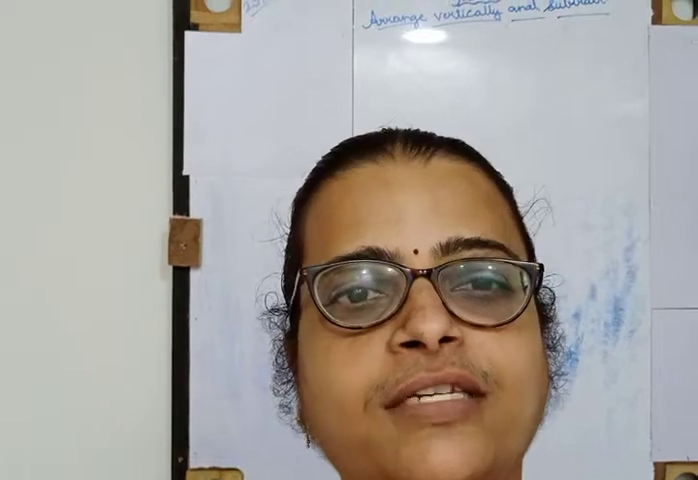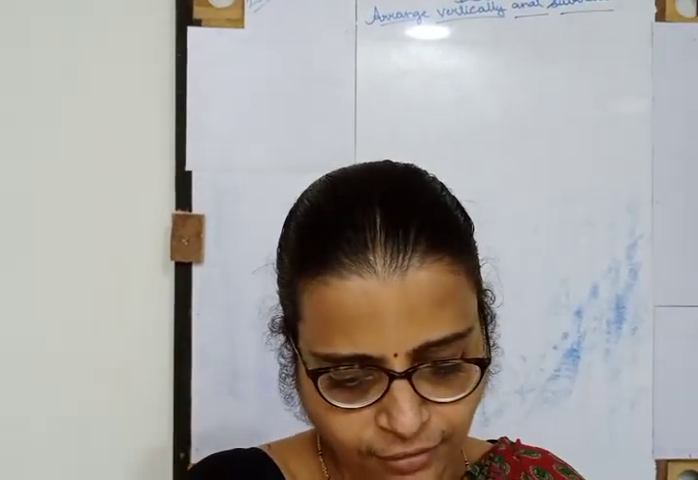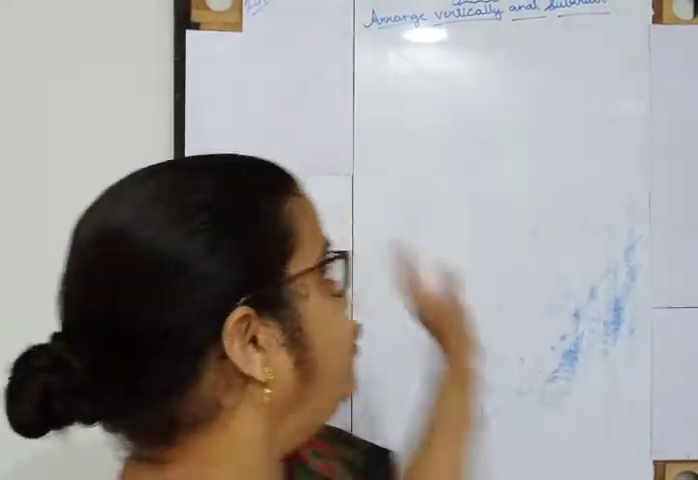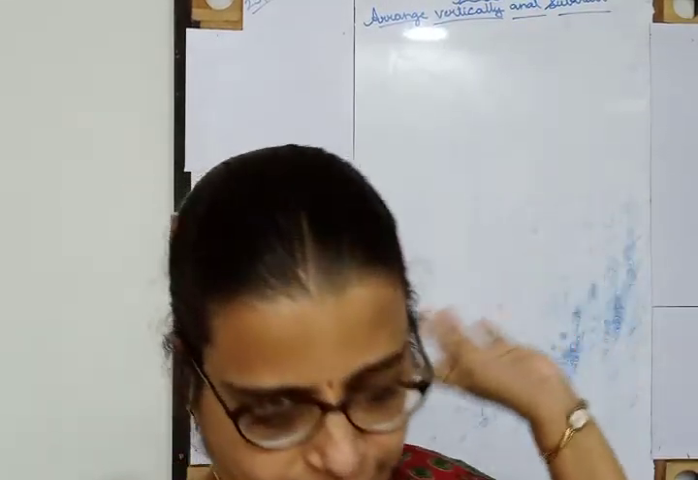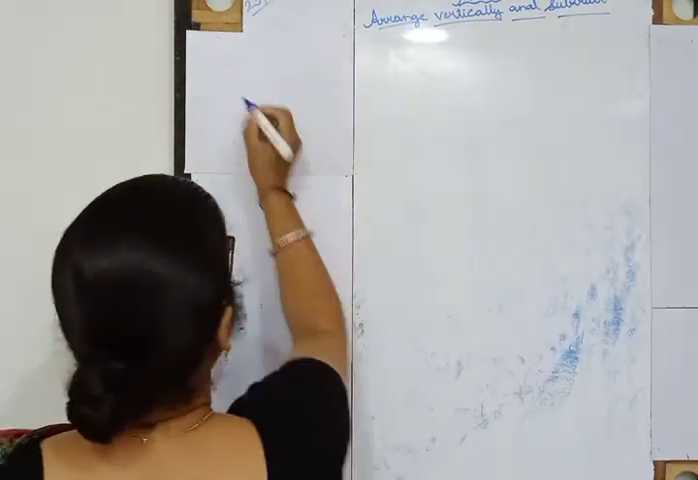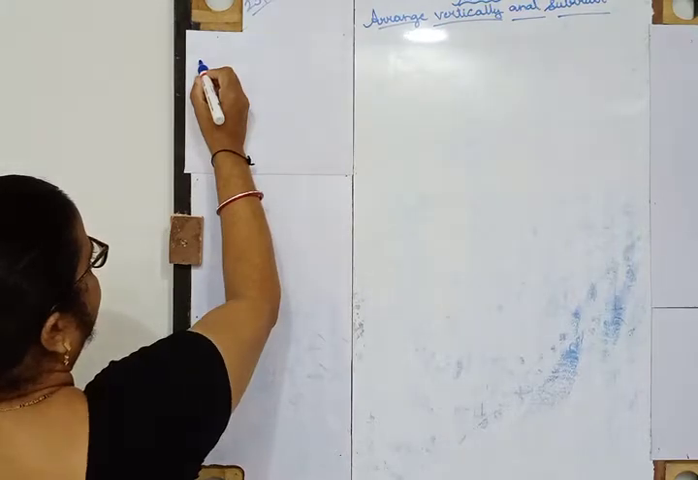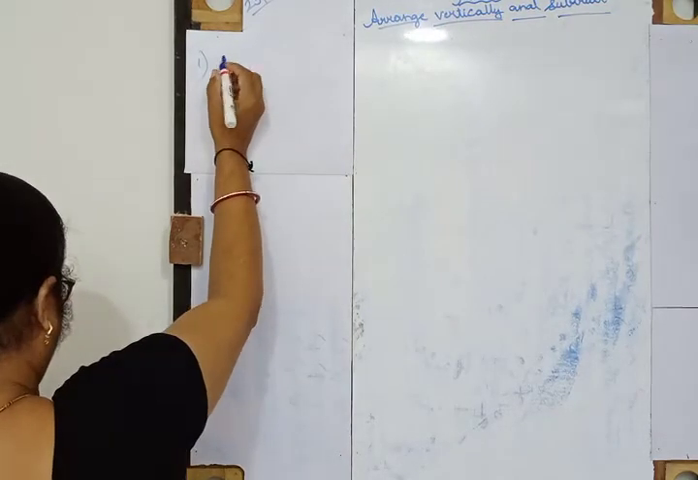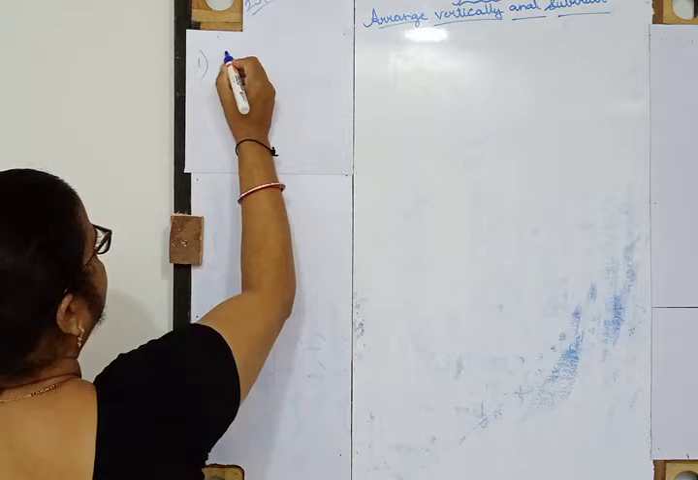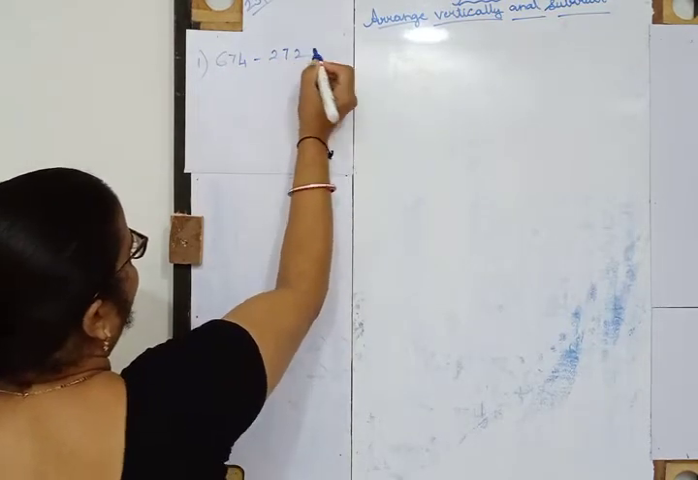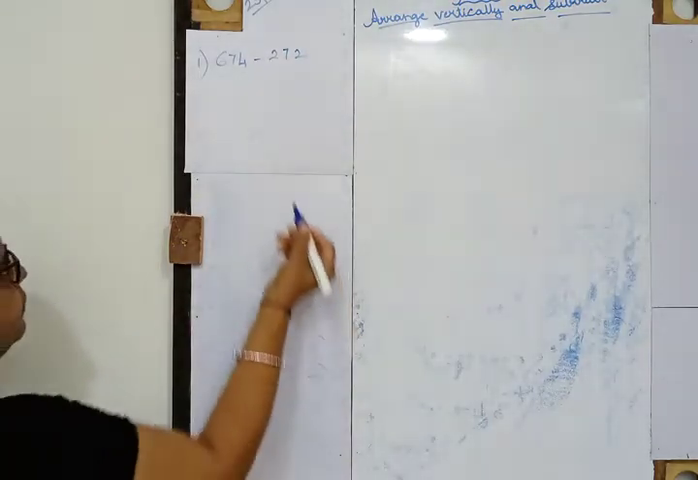So now we are going to start maths subtraction without borrowing, continuing the lesson. I am going to start today: arrange vertically and subtract. So first, 674 minus 272. Look here, students.